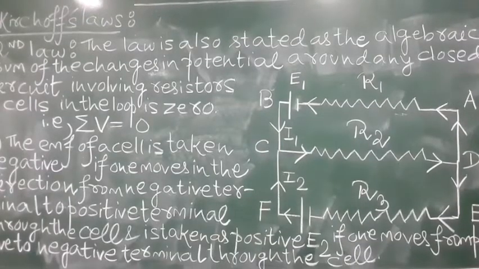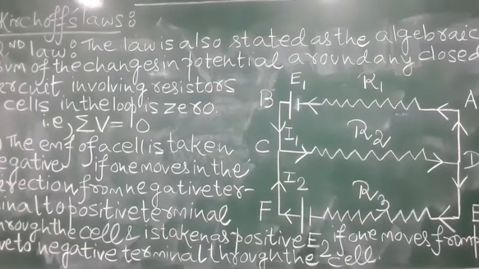Alright students, I have written an alternative form of Kirchoff's second law. Please copy this down. The law is also stated as the algebraic sum of the changes in potential around any closed circuit involving resistors and cells in the loop is 0. That is, summation V equal to 0. The EMF of a cell. Now students, I would like to tell you some relevant features regarding Kirchoff's second law.